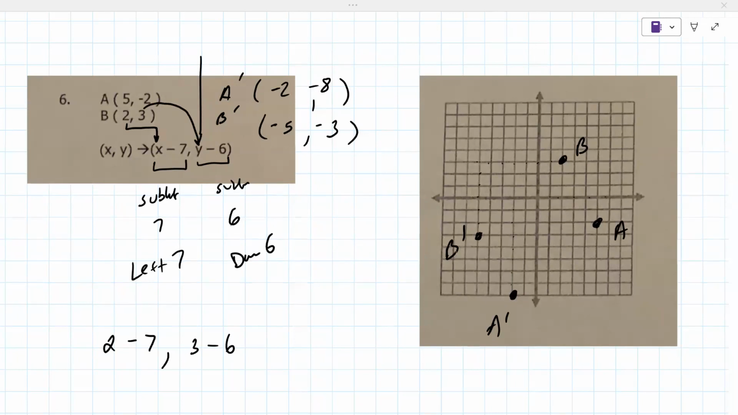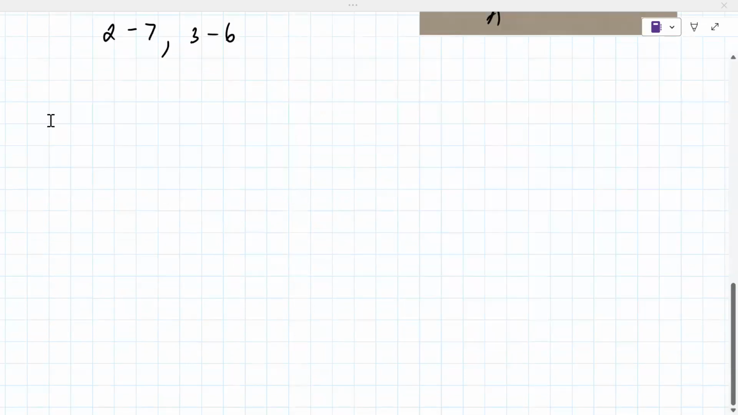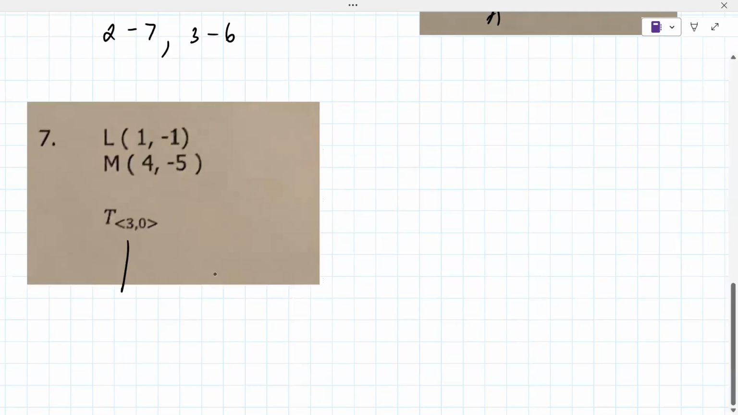Number 7 is different notation, but it's the exact same problem. So this 3 means +3. The 0 means +0. So could you come up with the new ordered pairs?